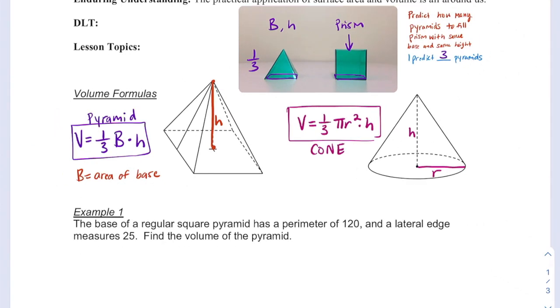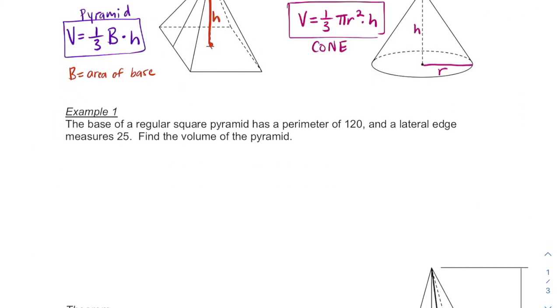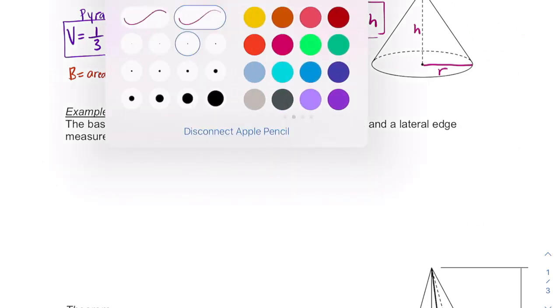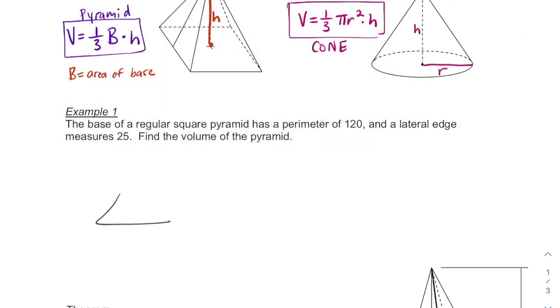Let's go ahead and look at some examples. Number 1: the base of a regular square pyramid has a perimeter of 120 and a lateral edge measures 25. Find the volume of the pyramid. First, let's go ahead and draw this. Hopefully at this point you feel like you're getting better at these. I usually draw a parallelogram.